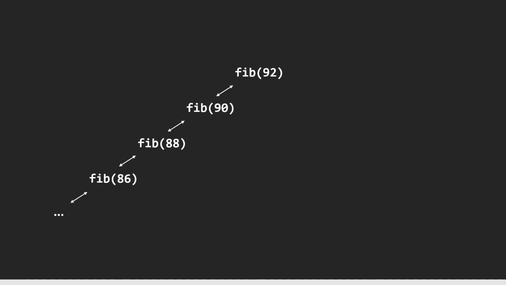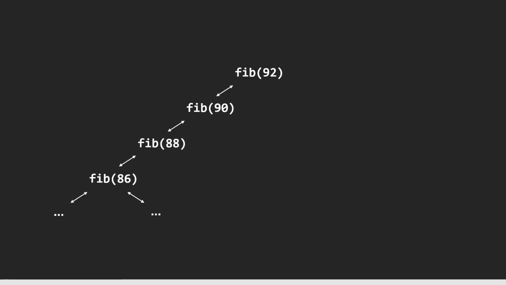Okay, and then it's going to work its way back up, back to fib of 86, and we're going to have to calculate fib of 85. And that's going to be on the right side, for example. Once it's calculated all of that branch, we'll get the value for fib of 86.